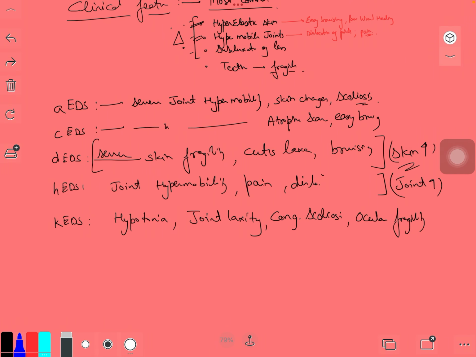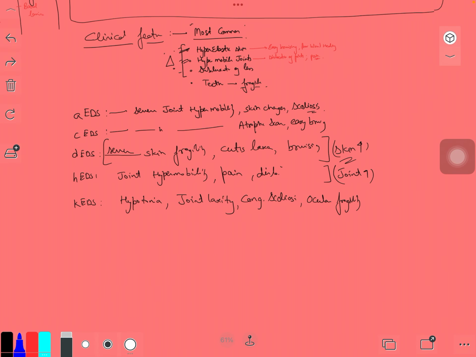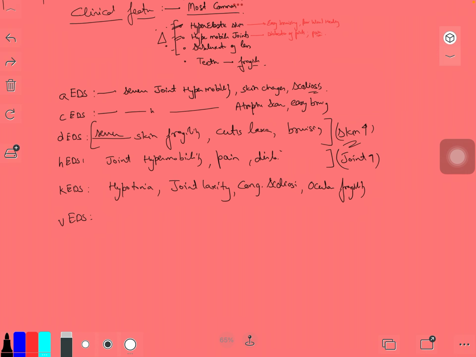Right, so where were we? The K variant is done. Then after K, we have the last variant, which is the V type of EDS. It is a vascular type. It is the most severe among all the types.